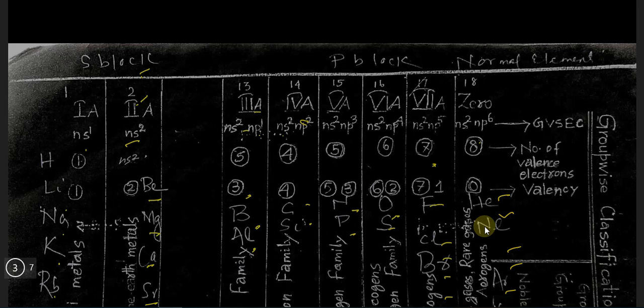Then these groups represent the valence of the elements. Suppose for nitrogen, ns2 np3, group V, so the valence is 5, but it takes 3 electrons, so it is also -3.